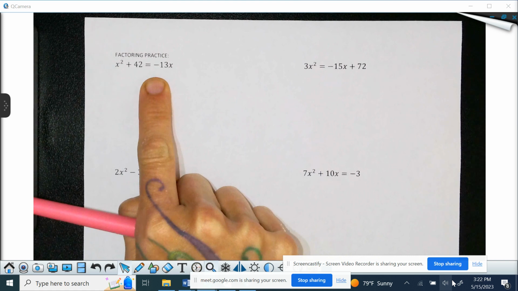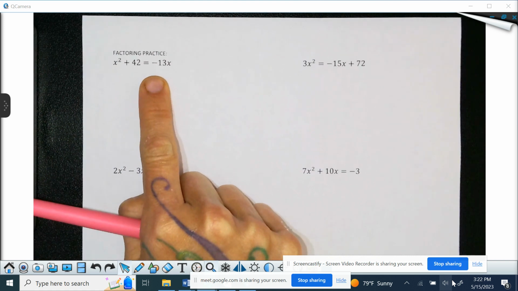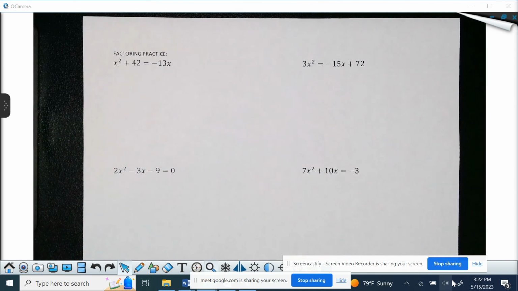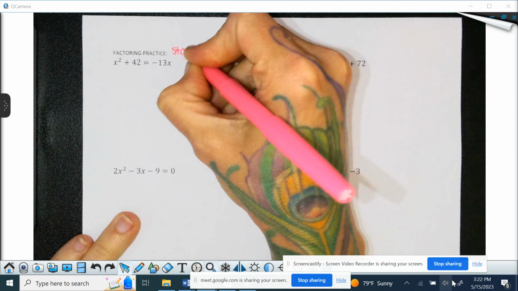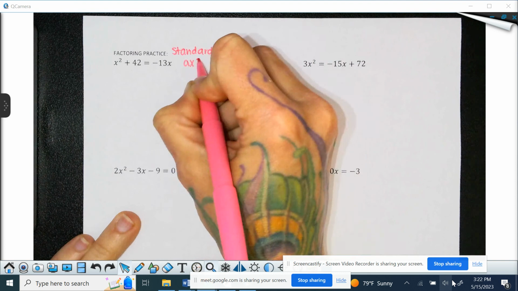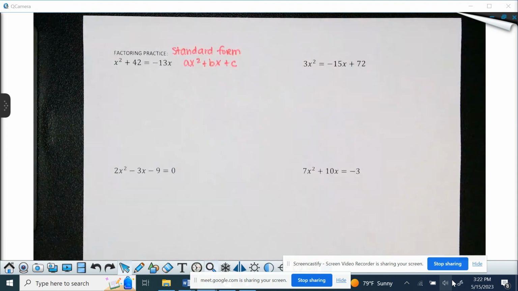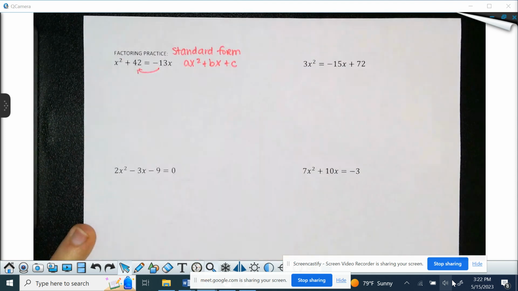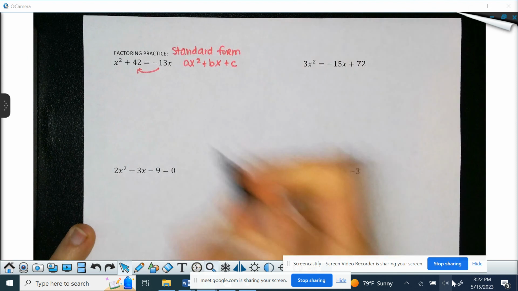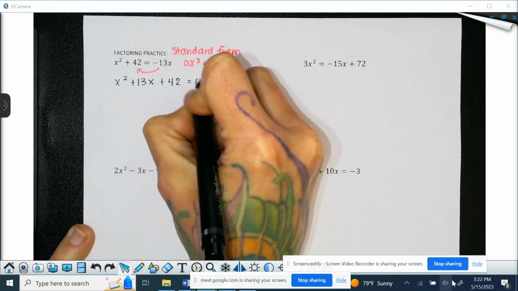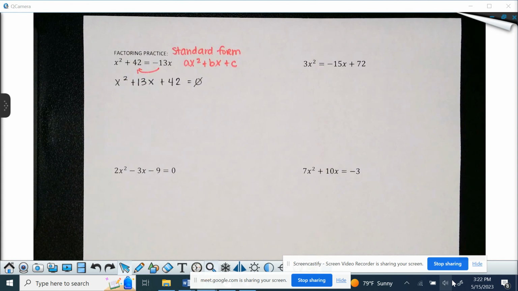What is wrong with this problem? Why can't we just dive right in and get to work? Do you remember? The negative 13x is a problem, exactly. So we need it in standard form. Standard form of a quadratic is ax squared plus bx plus c. Okay, so we're going to add that 13x over. So then the equation we're actually going to be factoring is x squared plus 13x plus 42 set equal to 0. Now I can factor it, and then if I wanted to, I could go ahead and solve.